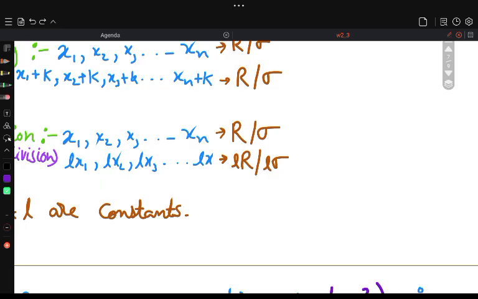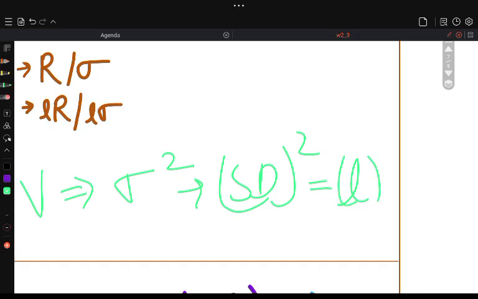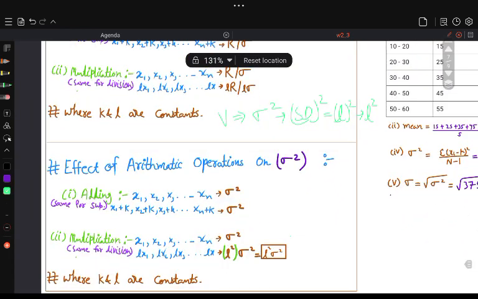But what is variance? Variance is nothing but sigma square, that is the square of the standard deviation. So if we multiply the standard deviation by L, then it will be squared. So the new variance will be multiplied by L square only. So this is the case. It is multiplied by L square.